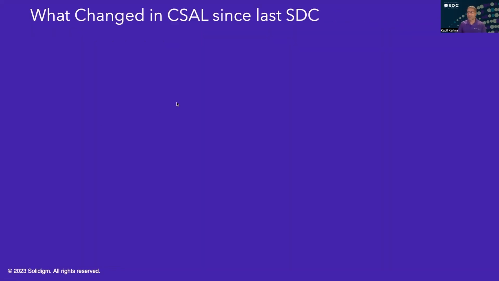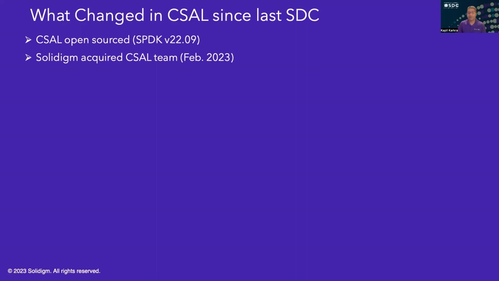Let's quickly look at what changed in CSAL since the last SDC. First, we open sourced CSAL in SPDK version 22.09. And then in February of 2023, Solidigm acquired us. As Intel wound down the Optane business, it also decided to end of life CSAL. And for Solidigm, it was crucial for our relationship with Alibaba and for QLC. So Solidigm acquired us.